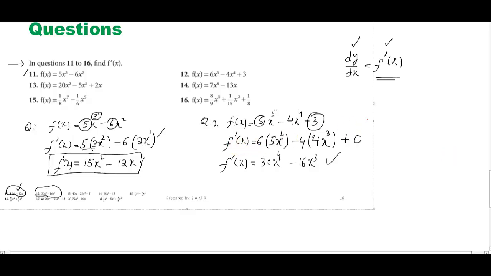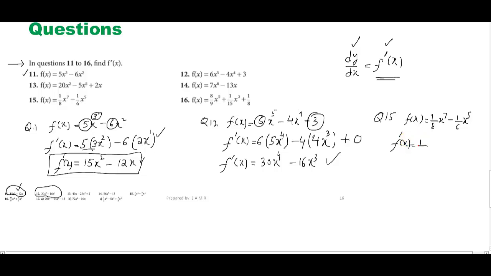So question number 15. f of x is equal to 1 over 8 x power 7 minus 1 over 6 x power 5. So let me take the derivative. Derivative is f dash of x.